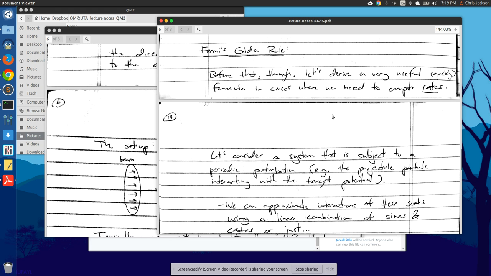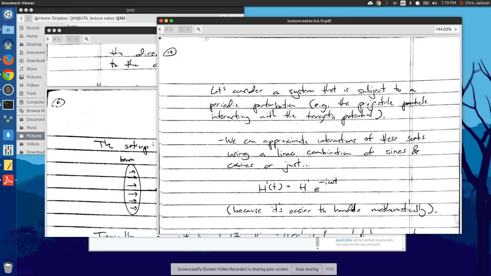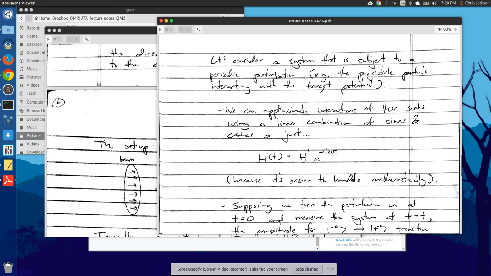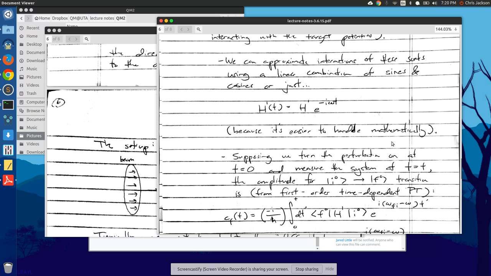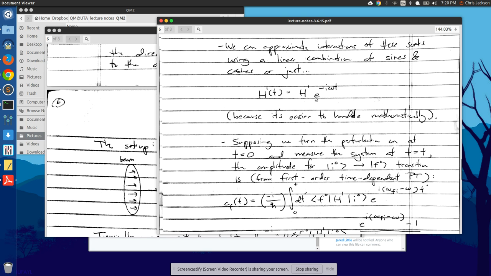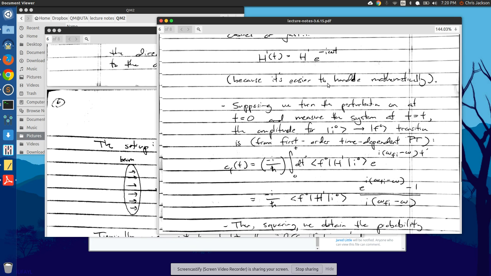So let's consider a system, right? So this is a system that's subject to a periodic perturbation. Okay, so for an example, might be some projectile particle that interacts with the target potential. Okay, and what we can do is we can approximate interactions of these sorts by using a linear combination of sines and cosines. Right. So in other words, I can just write my perturbation or my interaction term as some constant piece that doesn't depend on time times e to the minus i omega t, right? And the reason we do this is because it's a little easier to handle with this exponential, as you'll see.